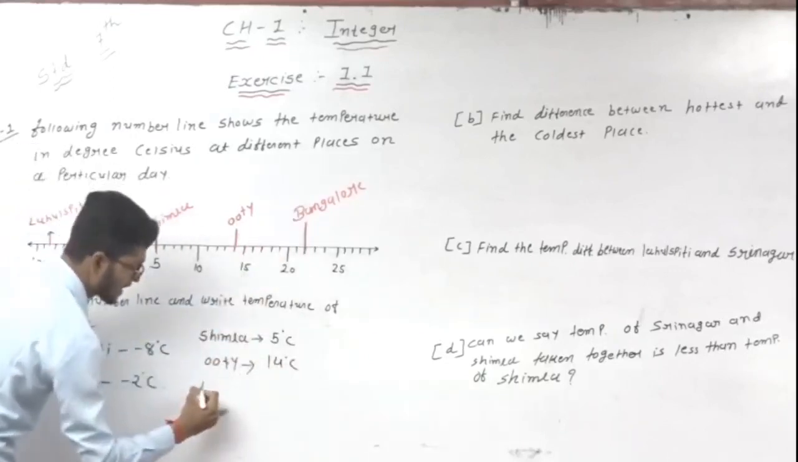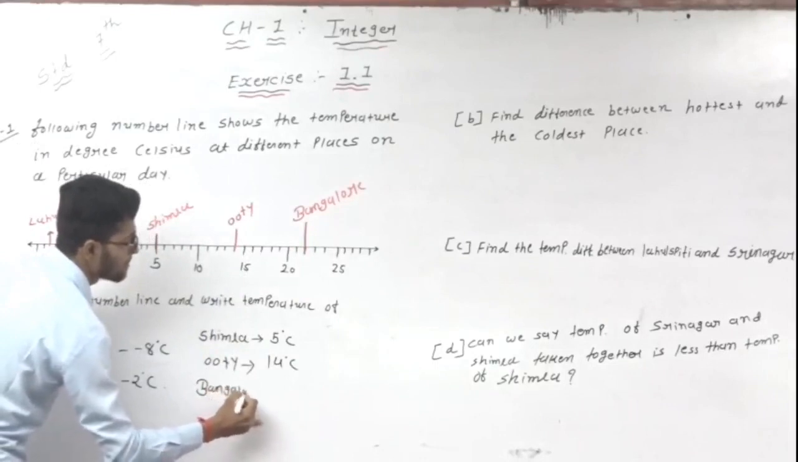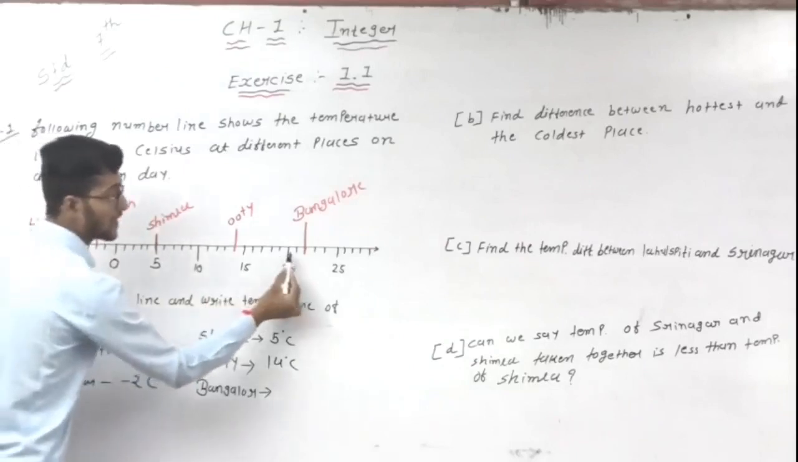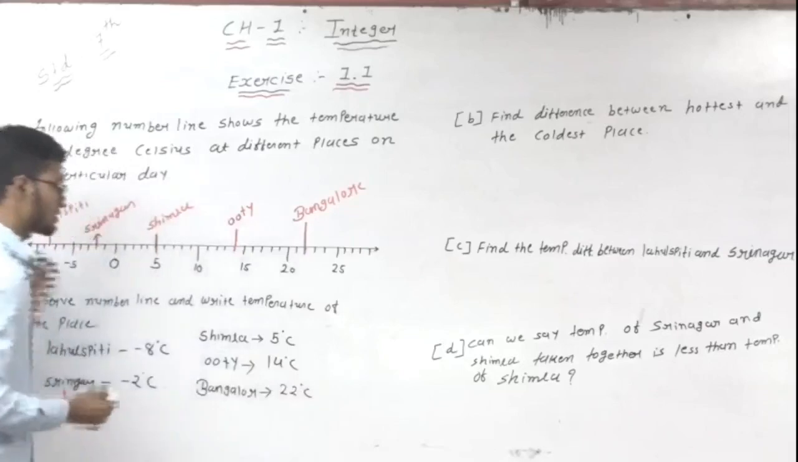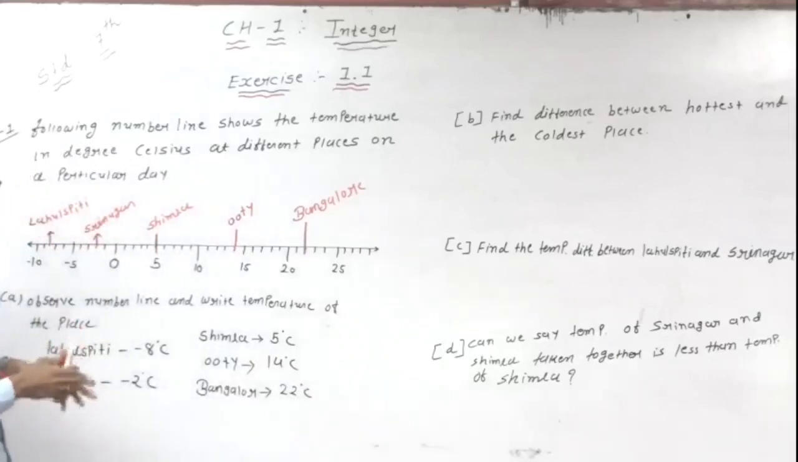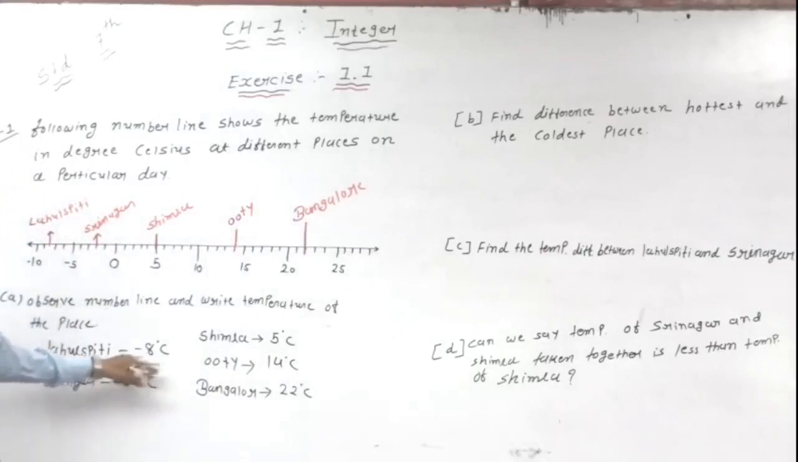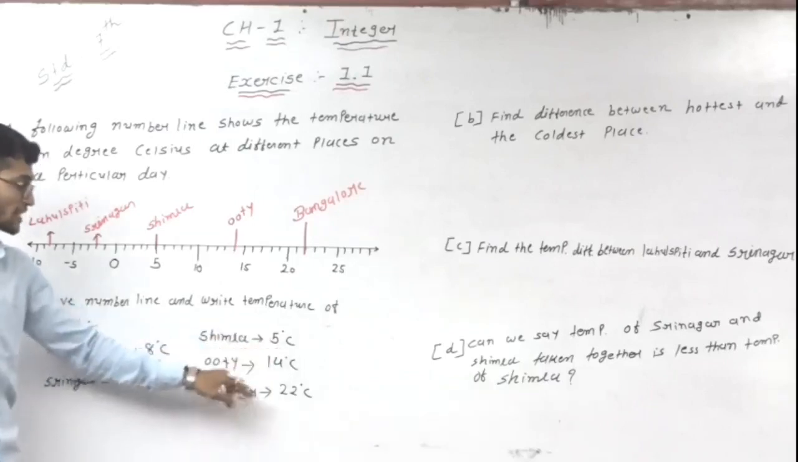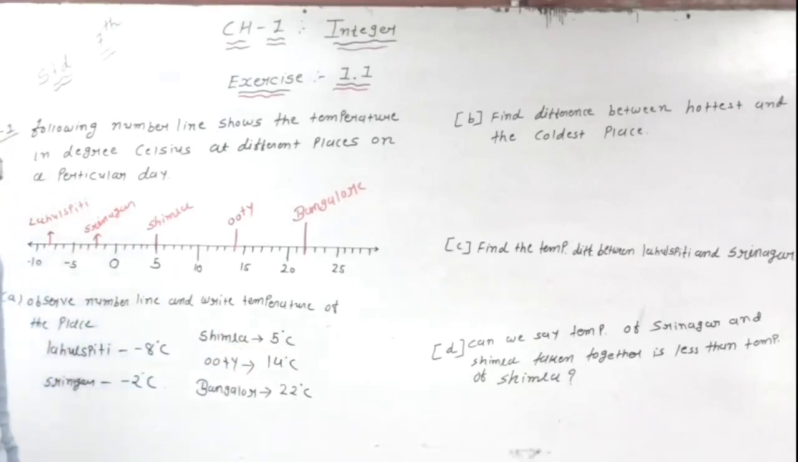And then the last city is Bangalore. So what is the temperature of Bangalore? Here is 20, 21 and 22. It means 22 degrees Celsius. So dear students, these are the different temperatures of different cities. This means Lahaul Spiti's temperature is -8 degrees Celsius, Srinagar's temperature is -2 degrees Celsius, Simla's temperature is 5 degrees Celsius, Ooty's temperature is 14 degrees Celsius and Bangalore's temperature is 22 degrees Celsius.